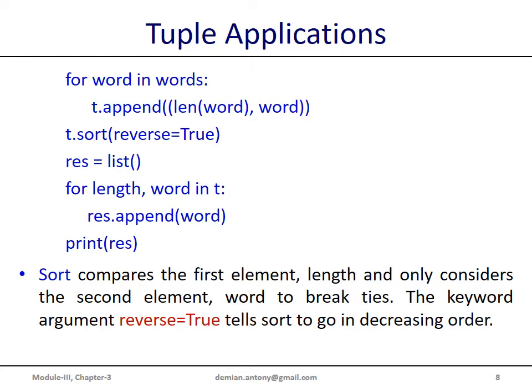So this is one typical example of DSU where we use a tuple as a way to arrange the set of elements in a particular order.